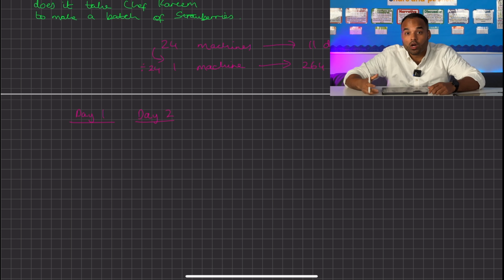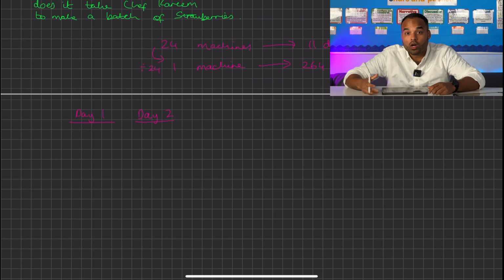So in terms of a proportion, for day 1, you have 6 over 264, right? As a fraction, that's the proportion of work that's done on day 1. And on day 2, we have 10 over 264. That's the proportion of the total work done on day 2. So for the first 2 days, the proportion of work that's been completed is 16 over 264.